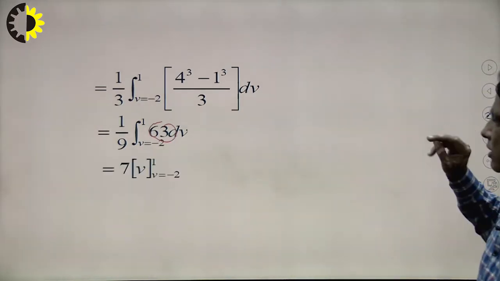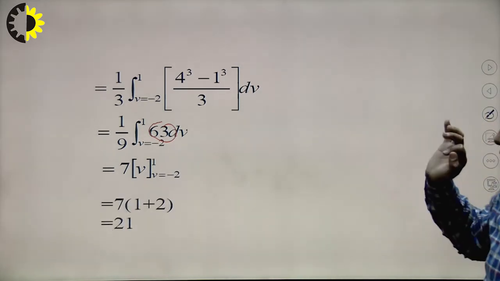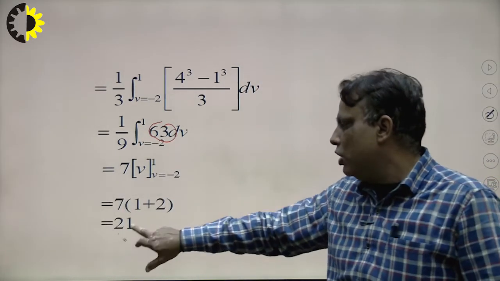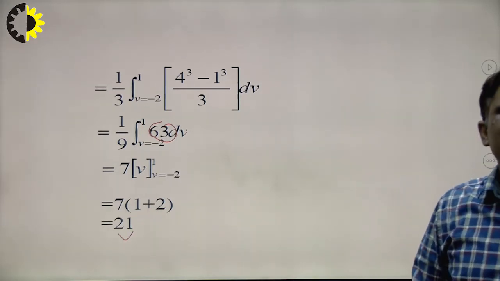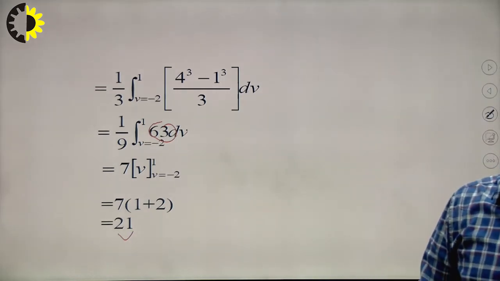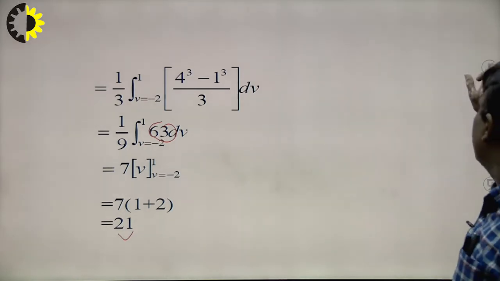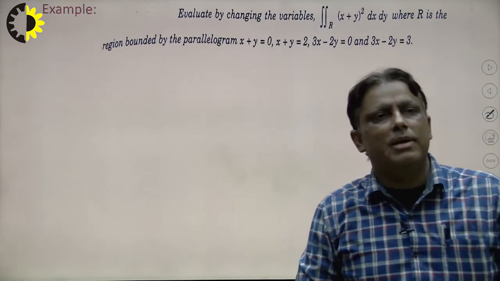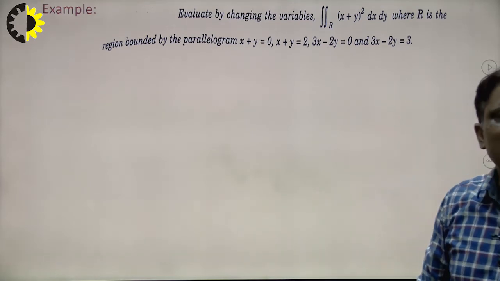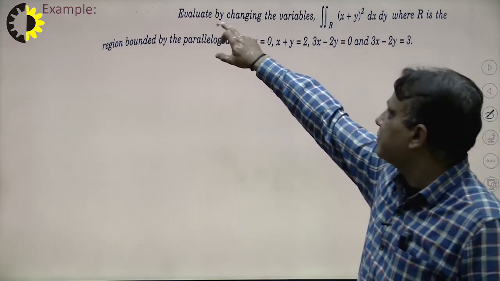So what will be the conclusion? We see here very carefully that the result will be 21. In this way we can find the evaluation by using the change of variable integral. This is our first problem to solve the integration by change of variable. Now another problem: evaluate by changing variable.